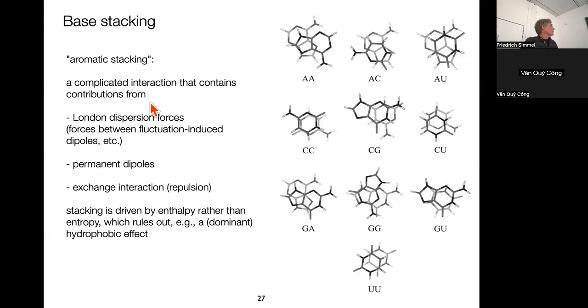So the pi systems can also interact with each other via dispersion forces, by polarizing each other. But there will also be permanent dipoles in these rings, because you have these heteroatoms, carbon and nitrogen, for example. And the carbon-nitrogen bond, of course, is polar. So all of these things play a role, and they play together in the exact arrangement of these bases on top of each other.